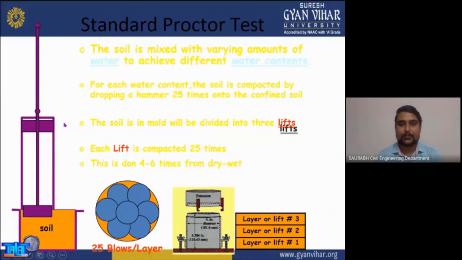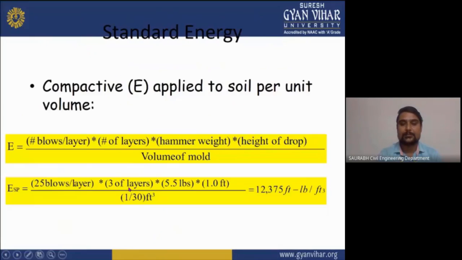And these are the equipments which is needed for doing the compaction of a soil. The soil standard Proctor test: the soil is mixed with varying amounts of water to achieve different water content. For each water content, the soil is compacted by dropping a hammer 25 times into the confined soil. The mold will be divided into three lifts. Each lift is compacted 25 times, and we can also say the soil will be divided into three layers, and each layer will be compacted 25 times. This is done four to six times, and this will be the pattern of doing the compaction here.